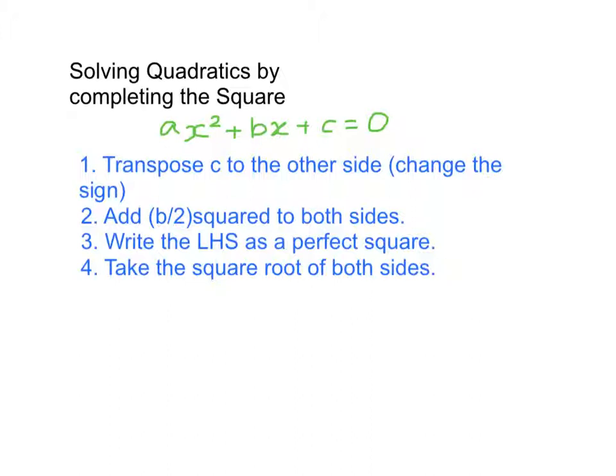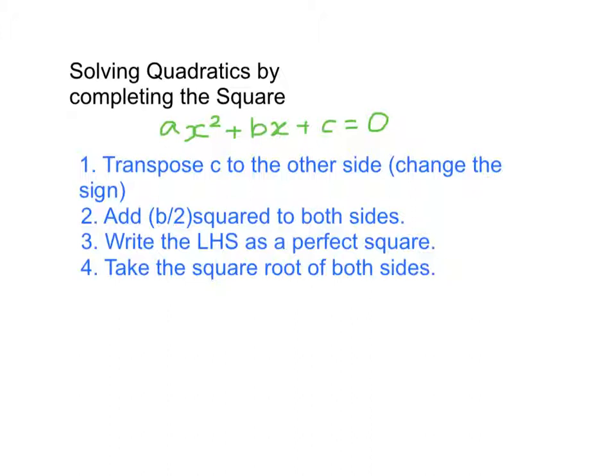These are the steps I've written out. First of all, we transpose the c to the other side, and of course change the sign. So if it's plus c, it would be minus c. And in its place, we add (b divided by 2) squared. We have to do that on both sides to keep it balanced. Then we write the left-hand side as a perfect square, which I'll show you, and we take the square root of both sides. So we'll work through a problem.